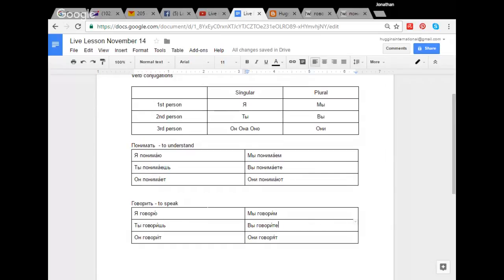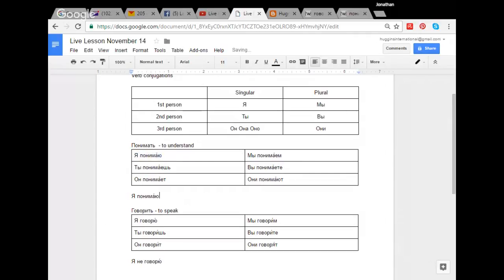Okay, in terms of making the negative of these conjugations, how would I do that? Just add не. Я не говорю. Ты не говоришь. Он не говорит. So let me put that here. I'll copy that here, and I'll just add that in here. So it's just не. Or with I don't understand: Я не понимаю, ты не понимаешь, он не понимает.